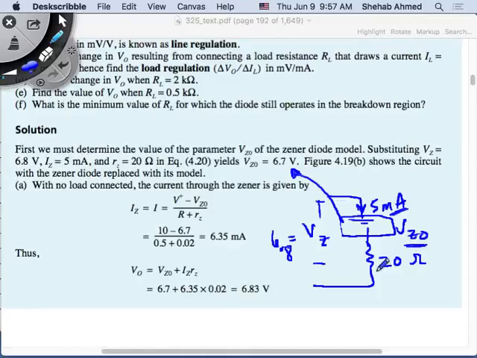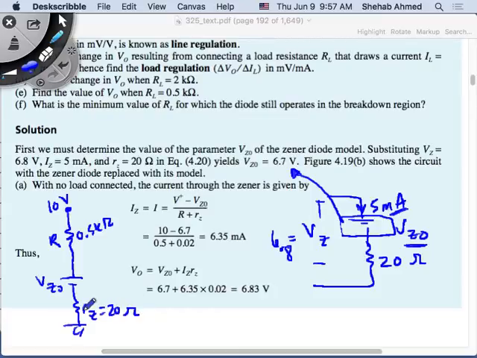Now I take this model and plug it in my circuit. My circuit here has 10 volts. Resistor here, some R I think was 1 kilo ohm, right? 1 kilo ohm? 0.5 kilo ohms, so 0.5 kilo ohms. And then I have my VZ0, and then I have my RZ, which is 20 ohms, right? So this is my model without a load. There's no load connected here, right?